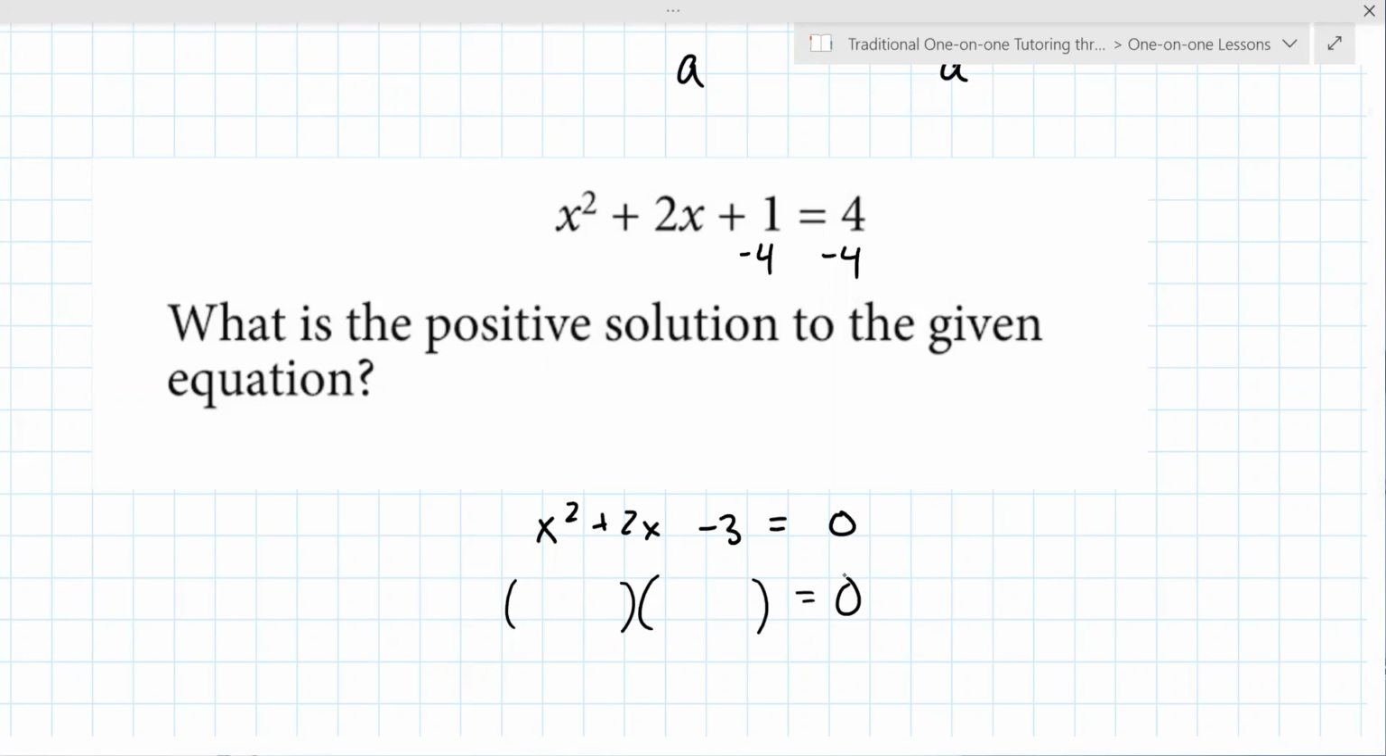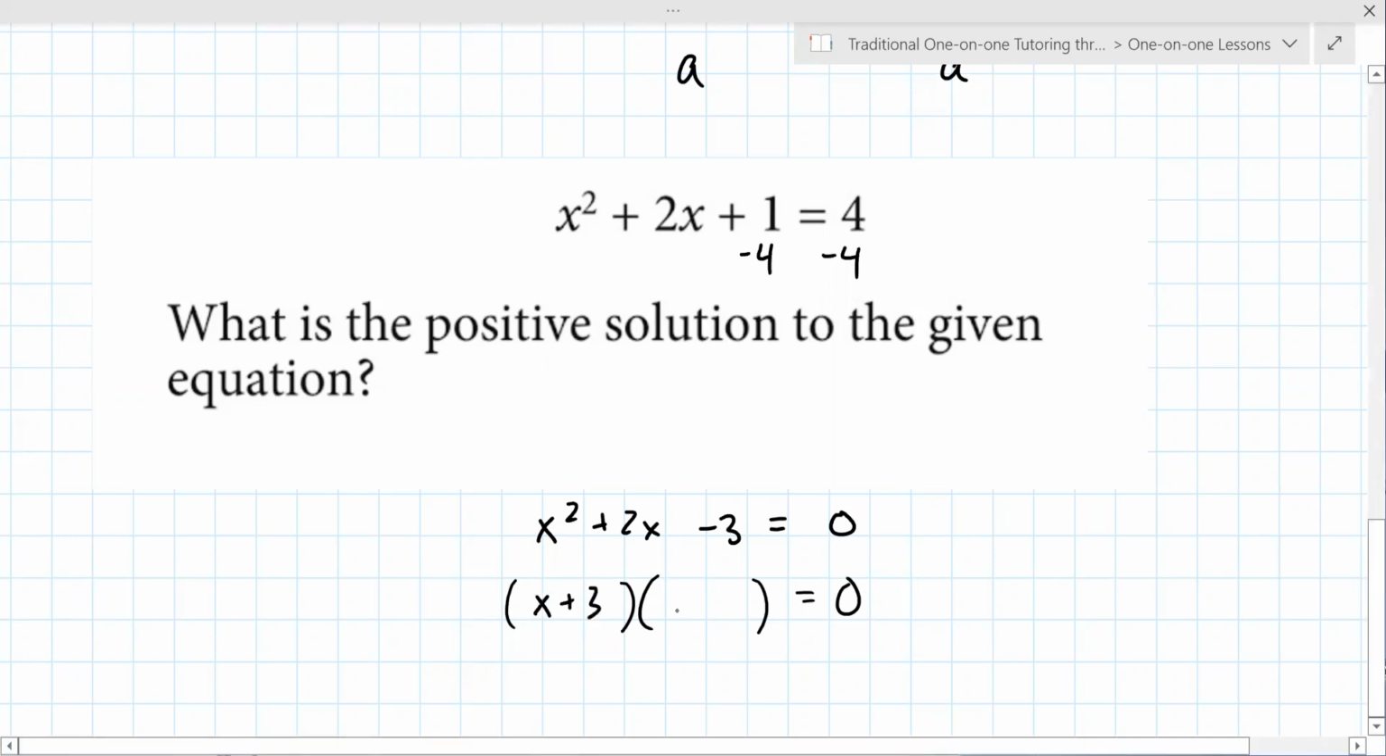+3 and -1, and X equals -3 and X equals 1. Good. So which one do we want? It's 1. Sorry. We want 1, yeah. Now it could ask for the negative solution, right? And then we would give them the other one. Do you agree with that? Do you see that?